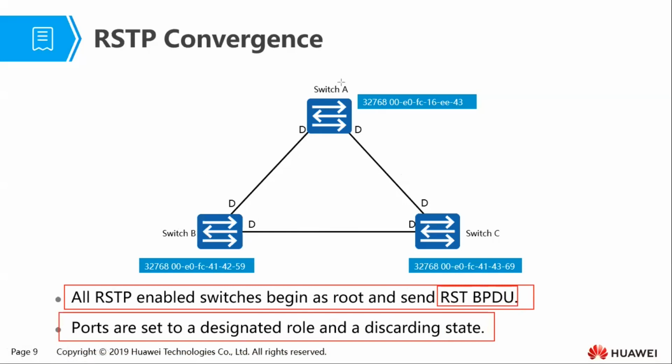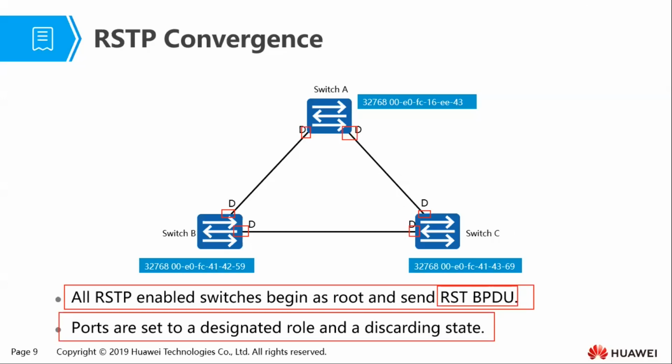So that's important. That is important, that as we are sending BPDUs saying that we are the root, all our ports are going to be on a designated role and discarding state. Discarding state meaning we cannot learn MAC addresses, we cannot forward user traffic. We can only receive and process RSTP BPDUs. So it's important that you understand that.